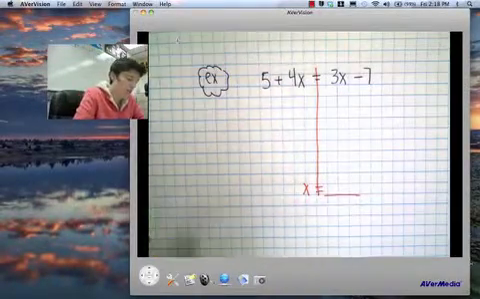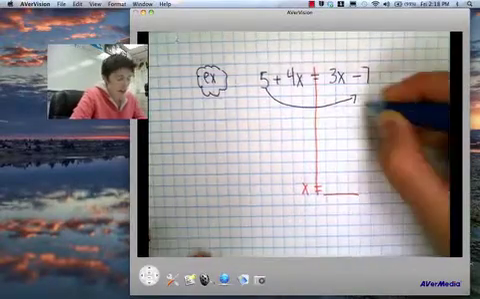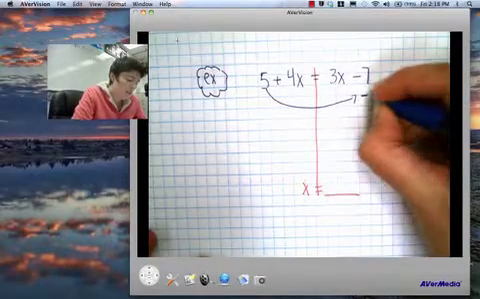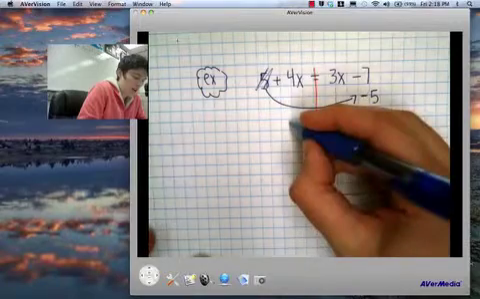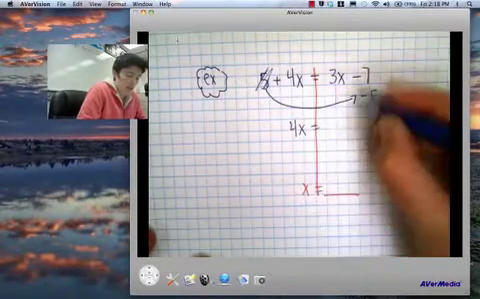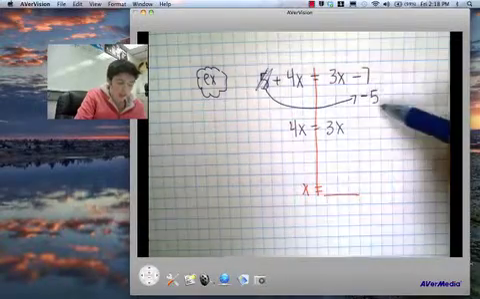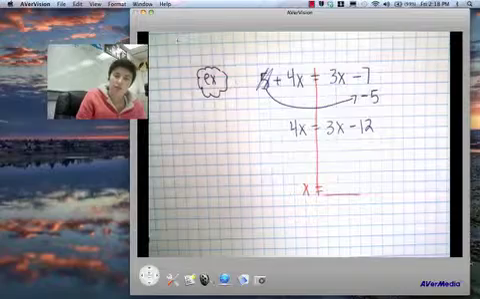I'm also going to move this 5 over. And right now it's a positive 5. So I'm going to flip it to a negative 5 to get rid of that. So I have 4x equals 3x. And then I have minus 7 minus 5. So that's a lot of minuses. That's a minus 12 if you combine those.